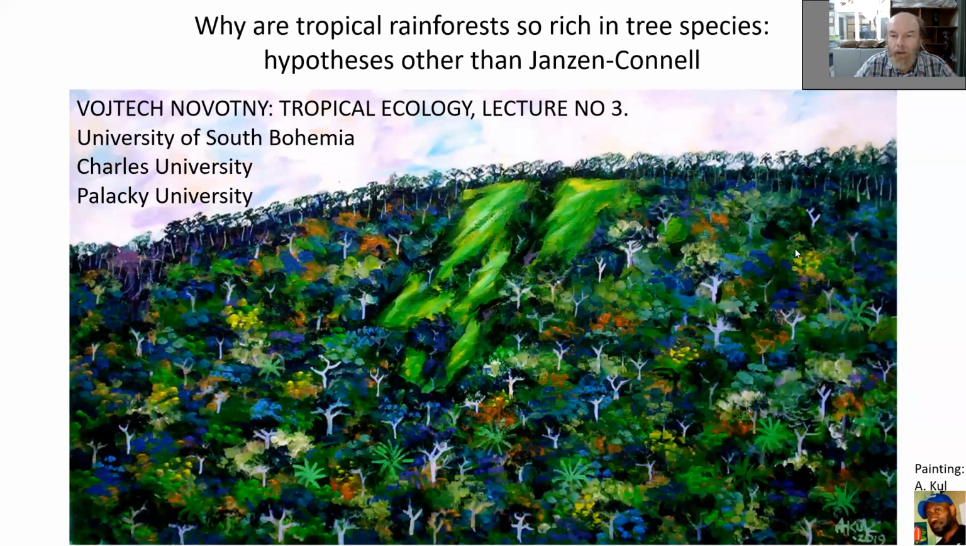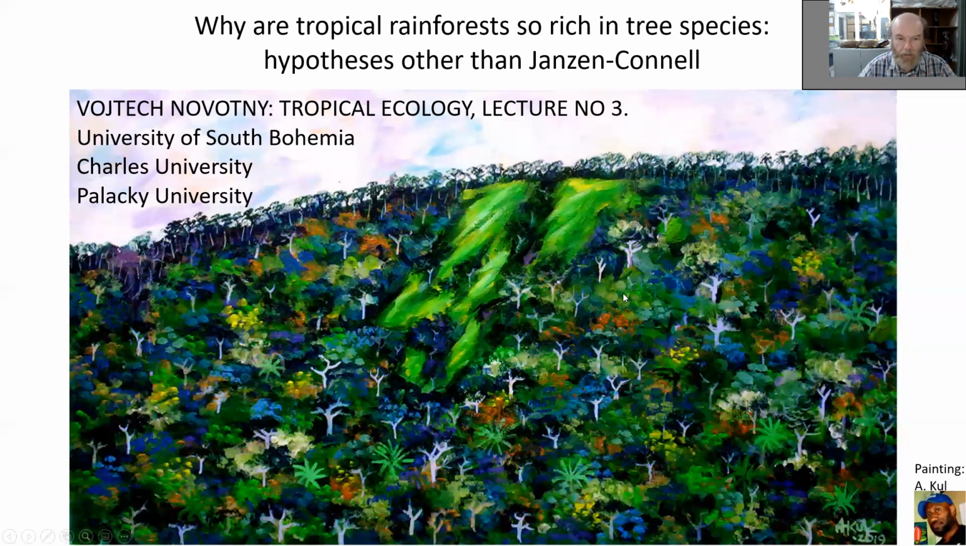Okay, so today you see the same title page as last time, which means that there is a continuity with the previous lecture. We are basically going to ask exactly the same question: why are tropical rainforests so rich in tree species? And we will go through all the other answers except for Janzen and Connell, which we have already done.